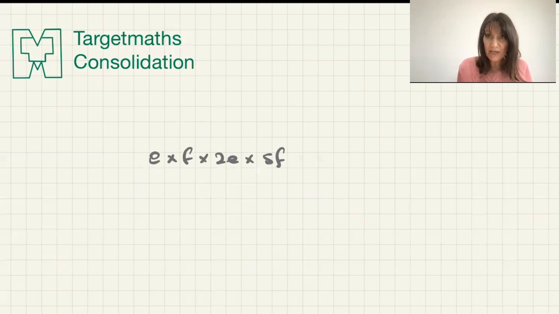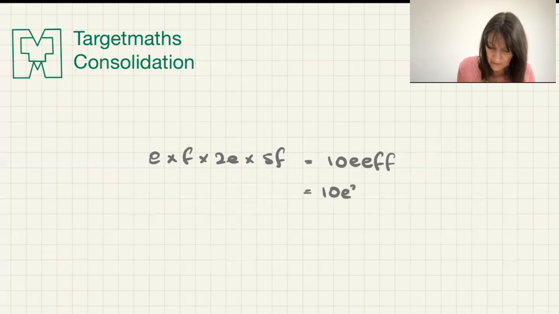Okay, so we don't show the time sign. It's all got to get squashed together, but we do have some numbers in there as well. So looking at the numbers, I've got a 2 and a 5. So 2 times 5 is 10. I've then got an E squashing to another E. I'm keeping them in alphabetical order, and an F squashing to another F, which would end up being E squared, F squared. Okay.